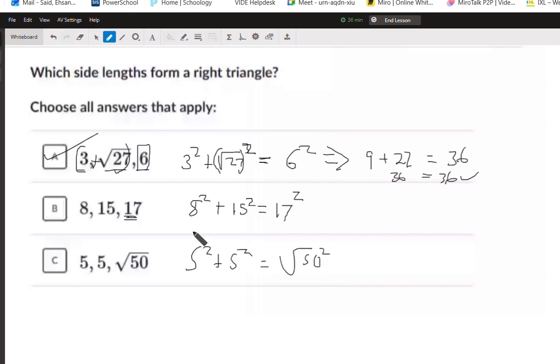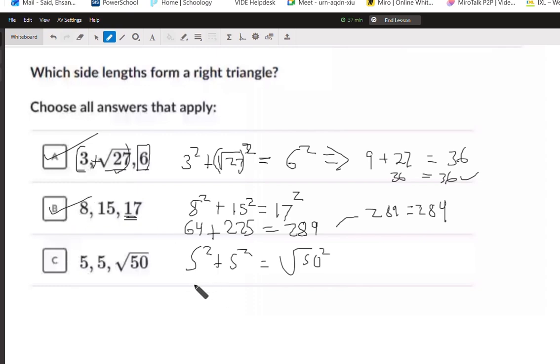We have to also check B here. 8 squared is 64. 15 squared is 225. And 17 squared is 289. Now we have to add these together, right? Which gives you 289 equals 289. So B also checks out.